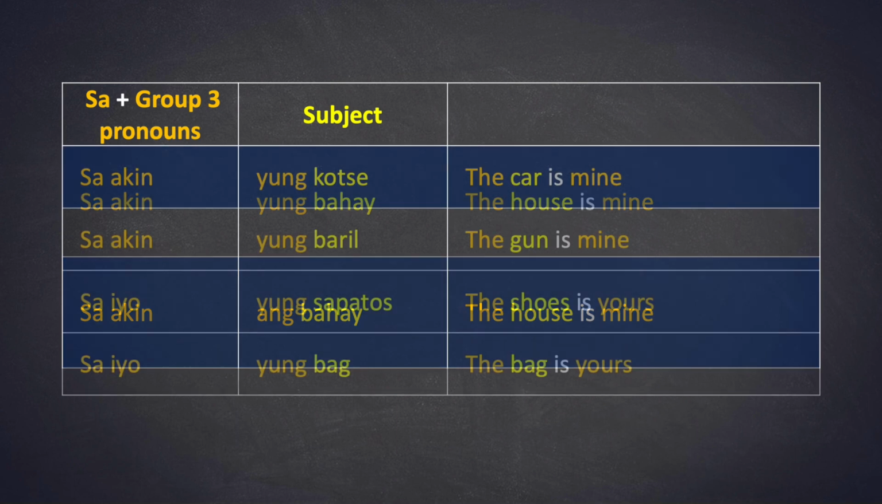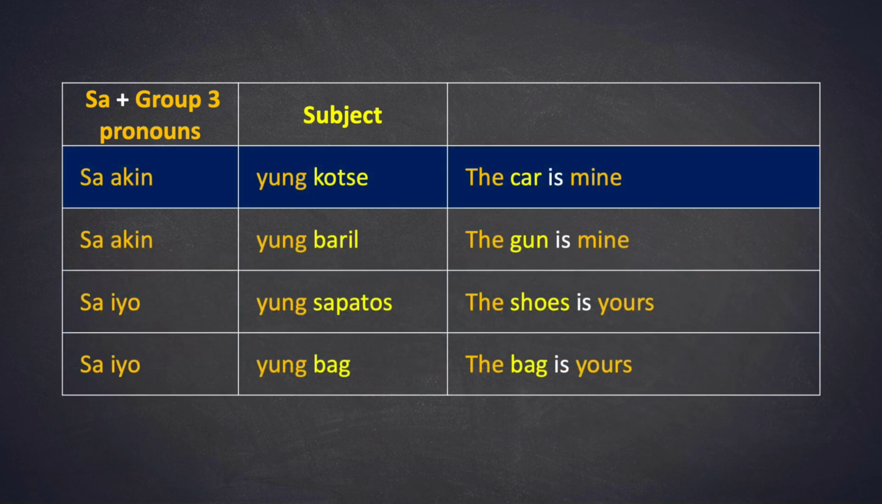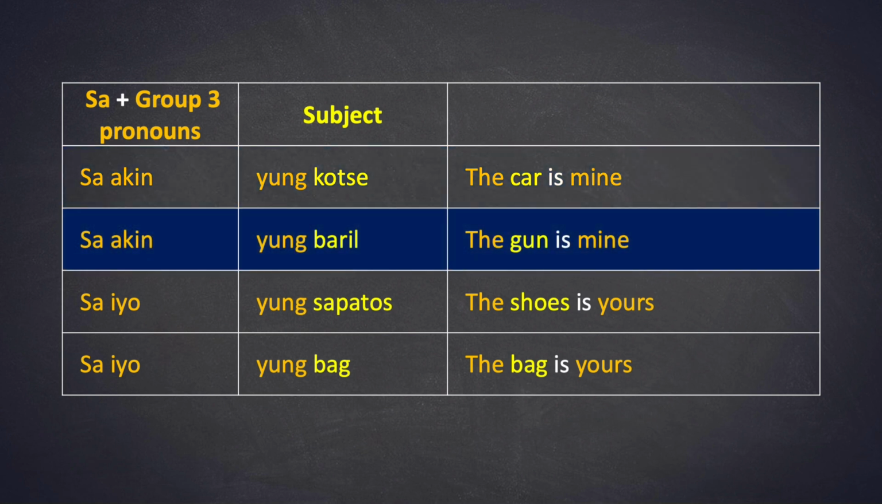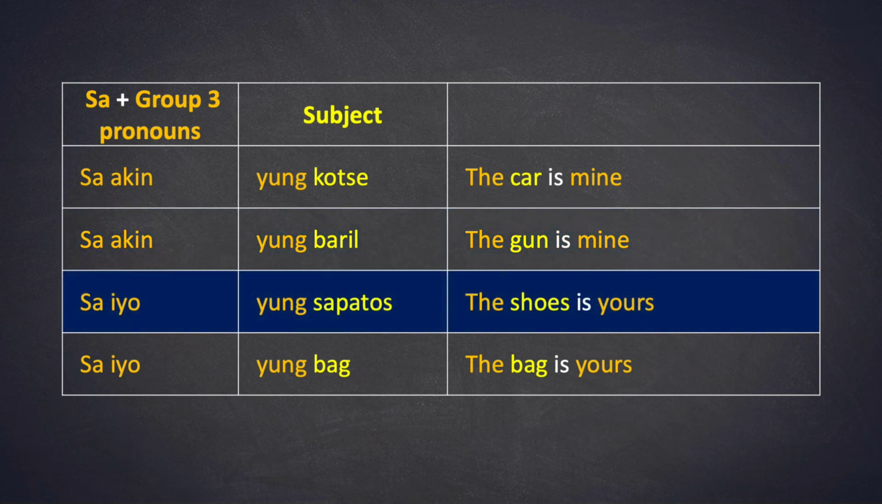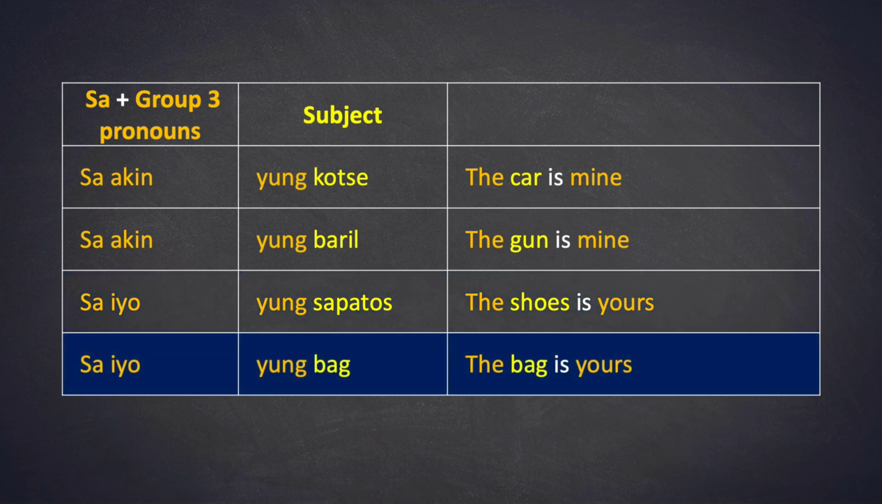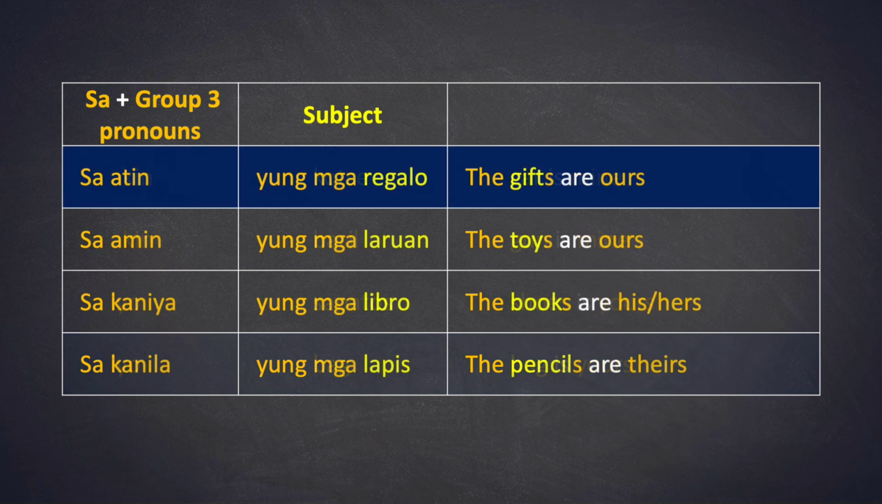Moving on. Sa akin yung kotse. The car is mine. Sa akin yung baril. The gun is mine. Sa iyo yung sapatos. The shoes are yours. Sa iyo yung bag. The bag is yours. Sa atin yung mga regalo.